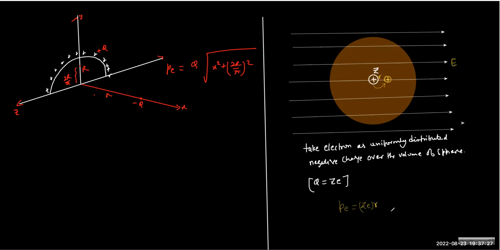Now, if you look at the positive charge, the nucleus is experiencing two forces. One is the applied force, Q into E, due to the external electric field. But the negative charge cloud will also have a uniform charge distribution, like a negative charged sphere. We know the electric field inside a uniformly charged sphere is rho r by 3 epsilon naught.